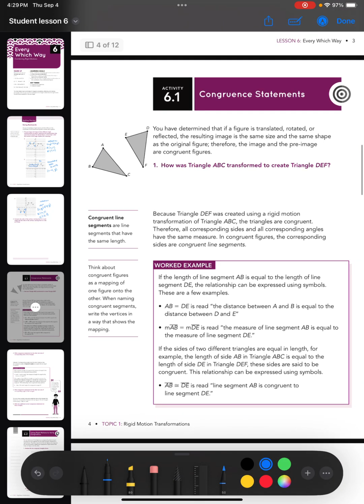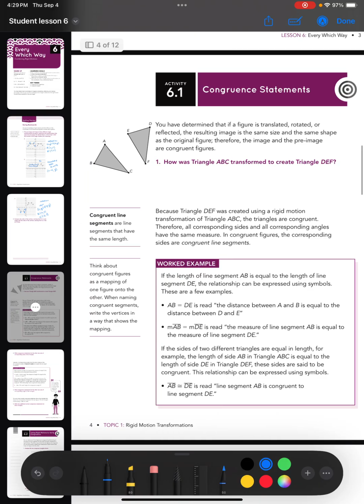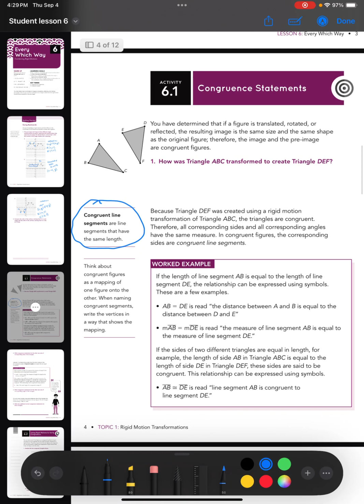All right, on the next page, where it says Activity 6.1, Congruent Statements. Again, there over on the left side, identifying that key term. Congruent line segments are segments that have the same length. Okay, so it says you've determined that if a figure is translated, rotated, or reflected, the resulting image is the same size and same shape as the original. Therefore, the image and the pre-image are congruent.